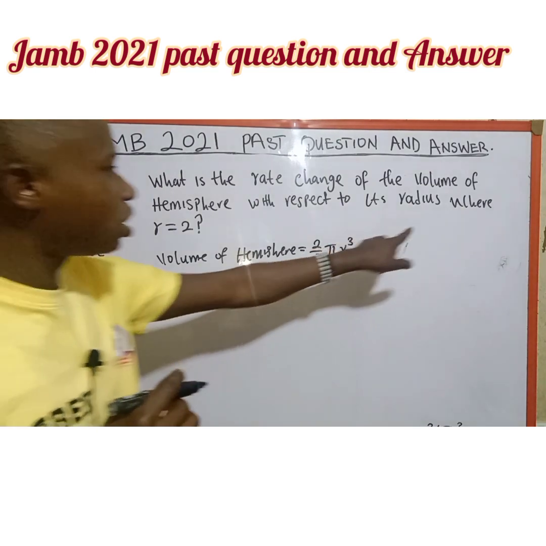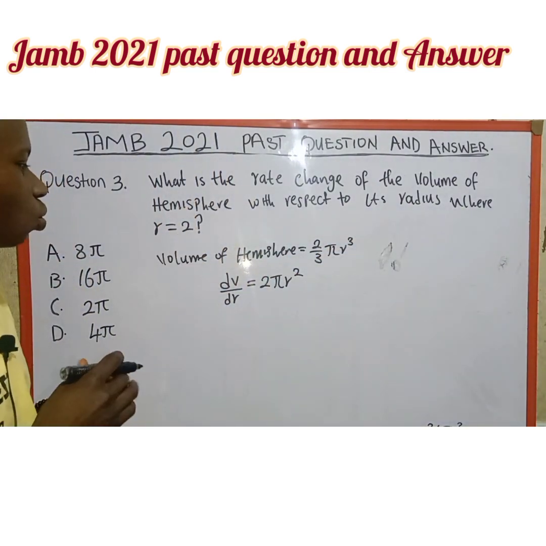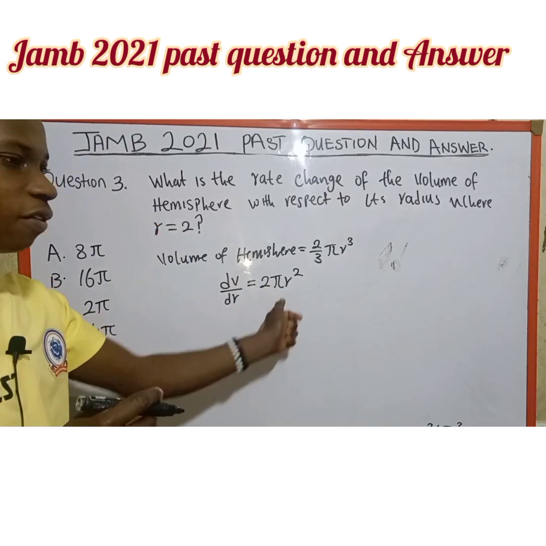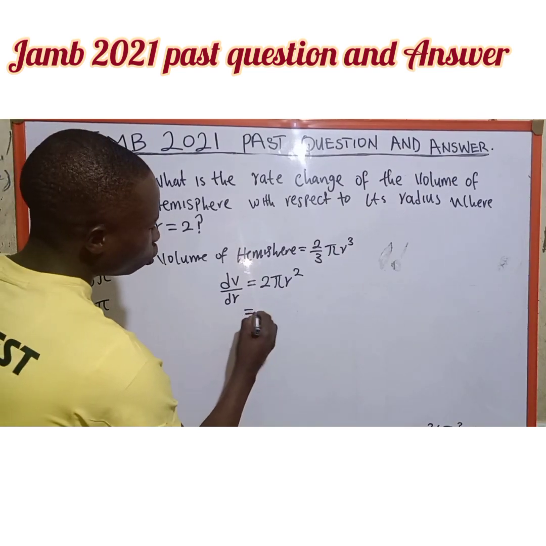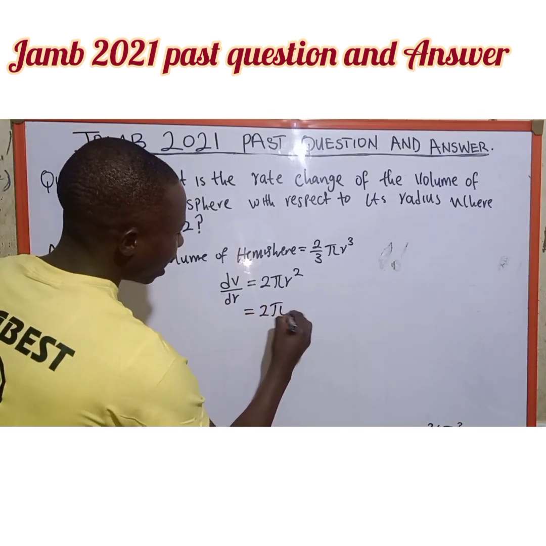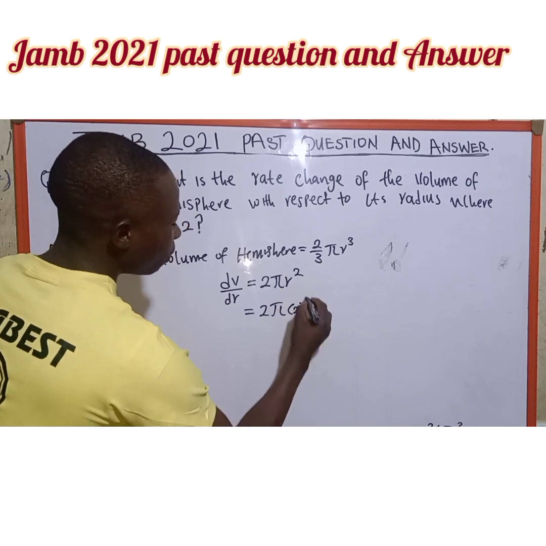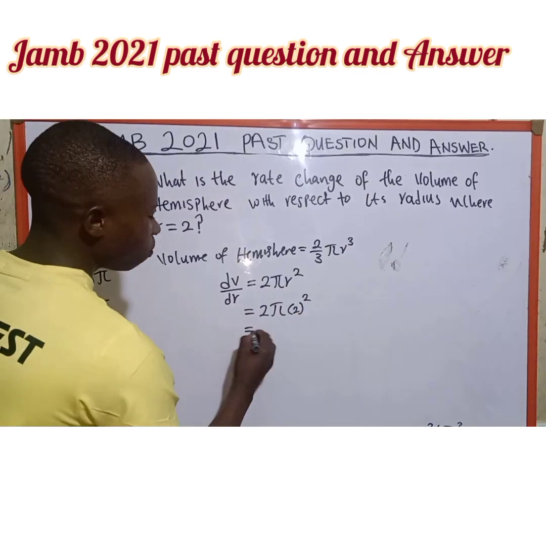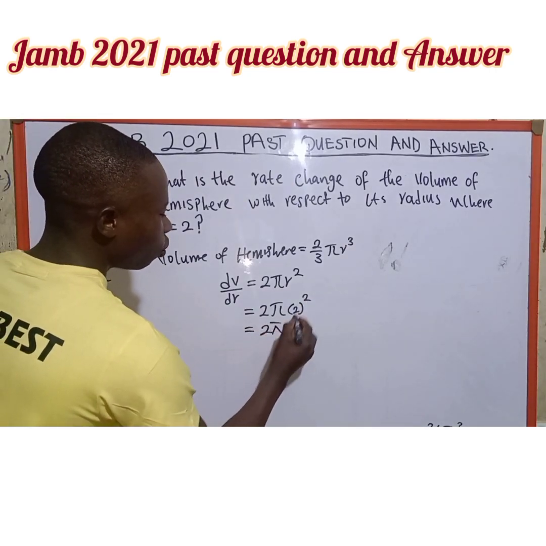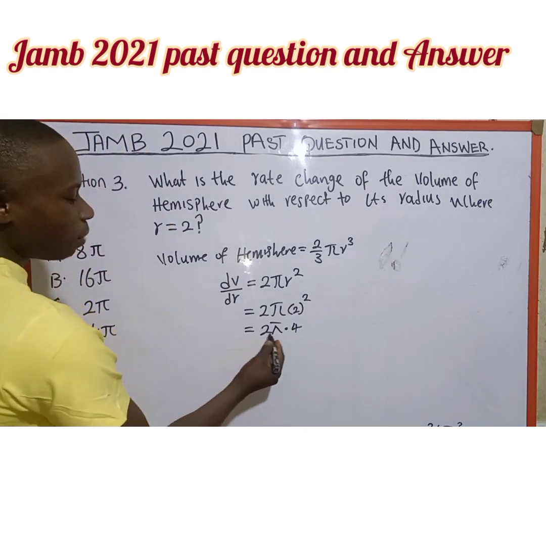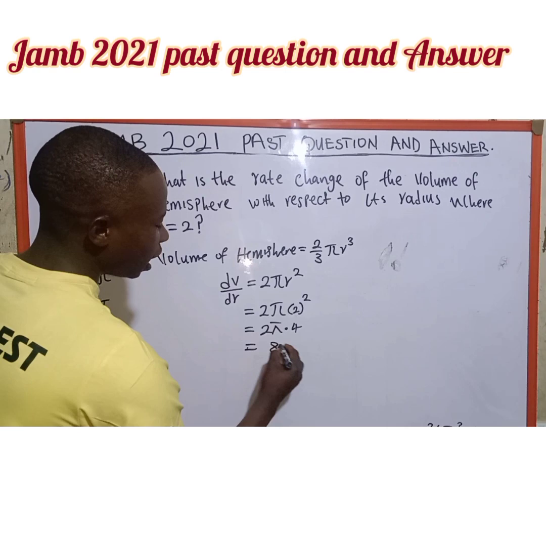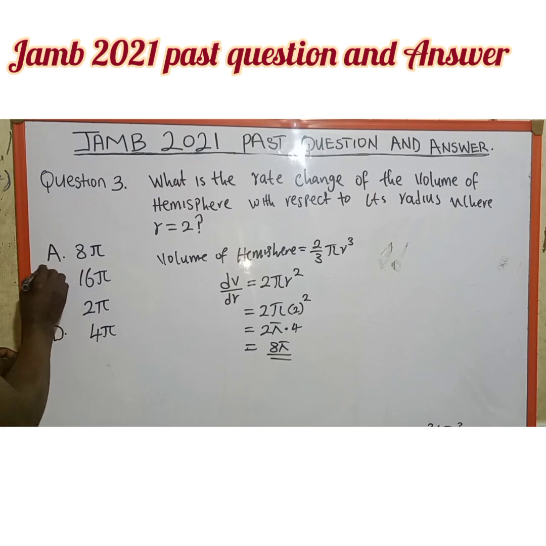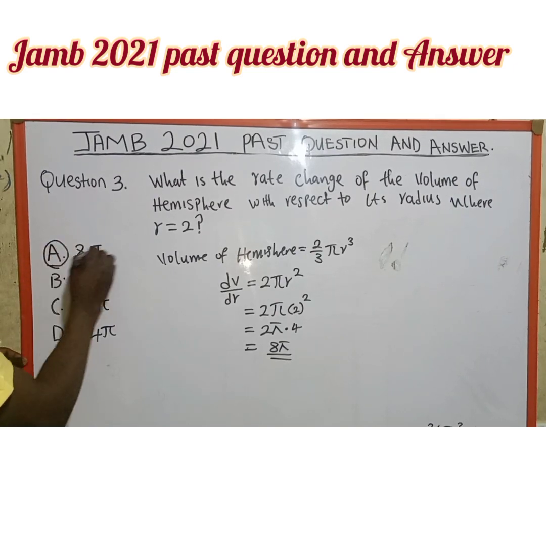And the question went further to say where radius is equal to 2. So what we need to do here is to substitute 2 anywhere we see radius in this our derivative. So we are going to have 2 multiplied by pi, then this radius will be 2, and remember radius is raised to the power of 2. So 2 raised to the power of 2 is going to give me 4. So we are going to have 2 pi multiplied by 4. So 4 multiplied by 2 pi is going to give me 8 pi. So this is the final answer. And if you check our options, A is 8 pi. So therefore, A is the correct answer here.